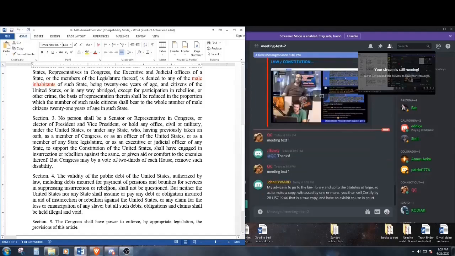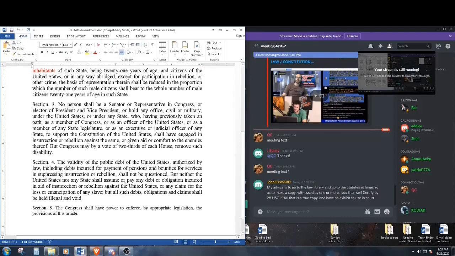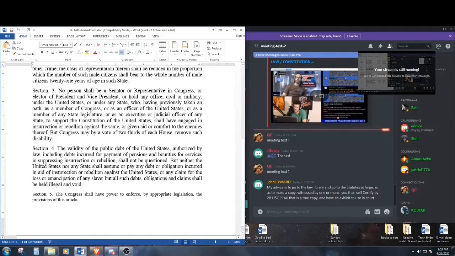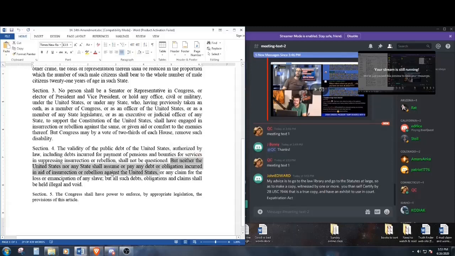And then the fourth section they put in here, from the standpoint of the validity of the public debt of the United States authorized by law, including debts incurred for payment of pensions and bounties for services in suppressing insurrection or rebellion, that's to pay their minions, shall not be questioned. But neither the United States nor any state shall assume or pay any debt or obligation incurred in aid of insurrection or rebellion against the United States. So we're going to set up a corporation, then we're going to say, well, no, if you rebel against our bullshit, we don't have to pay anything. Or any claim for the loss or emancipation of any slave, but all such debts, obligations, and claims shall be held illegal and void. Well, why? Because the slaves were never given freedom. They went from being private property to being public property. That's all that happened.